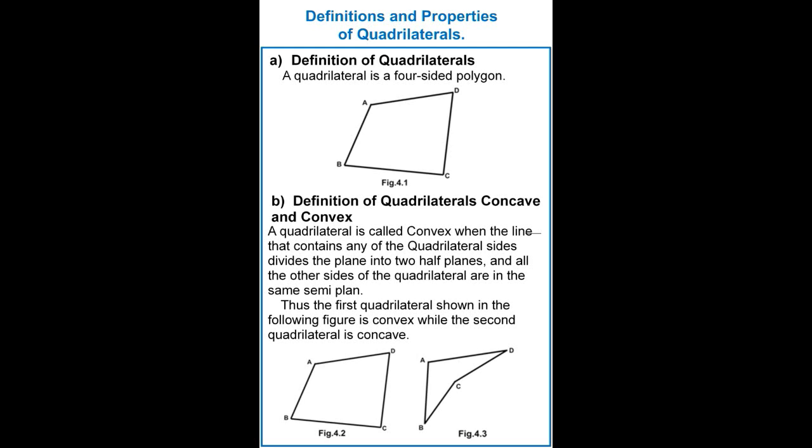In the second part of this slide, in this first class of Chapter 4, is defined the concept of a concave and convex quadrilateral. A quadrilateral is called convex when the line containing either side of the quadrilateral divides the plane into half planes, and all other sides of the quadrilateral are in the same half plane. Thus, the quadrilateral shown in Figure 4.2 is convex, and the quadrilateral shown in Figure 4.3 is concave.